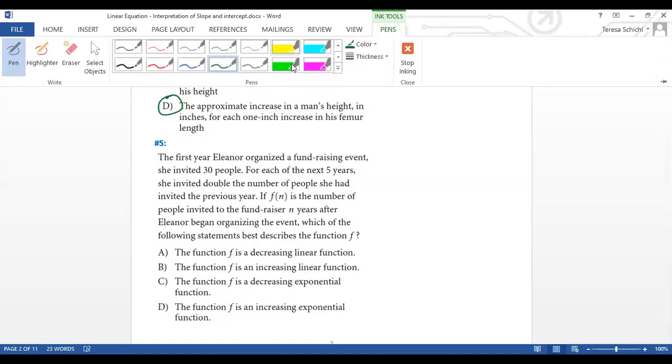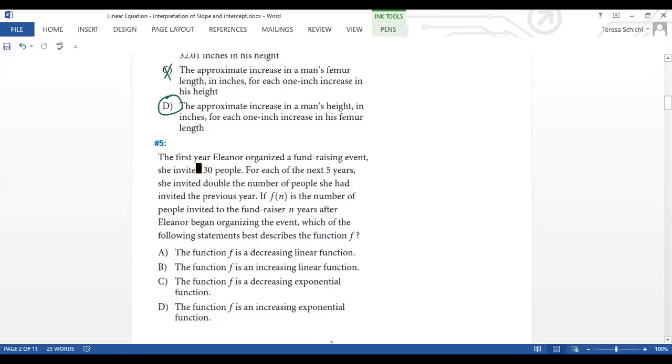Okay, so take a look, you said here, the organized fundraising. Initially, she invited 30 people. All right, so that's good, we find our initial value. Then let's take a look. Here is something: for each of the next years, she invited double the number of people she invited the previous year. This one really bothered us. That means it's not that every year she's going to invite like 7 more people. She said, hey, I'm going to double that, right?